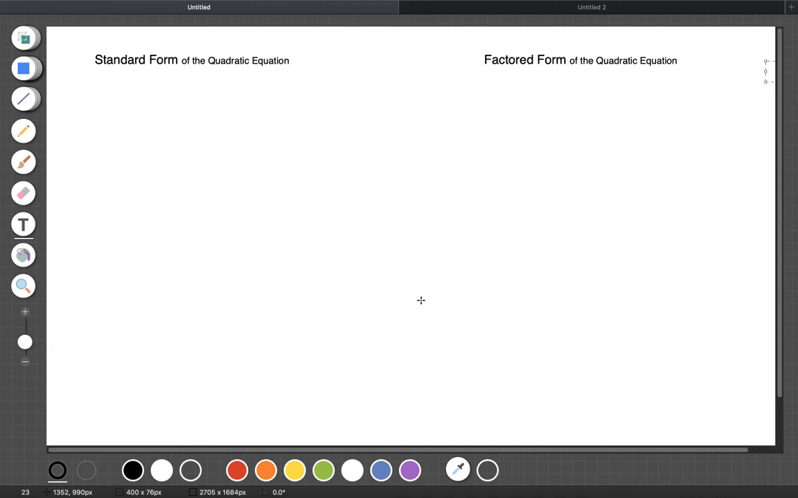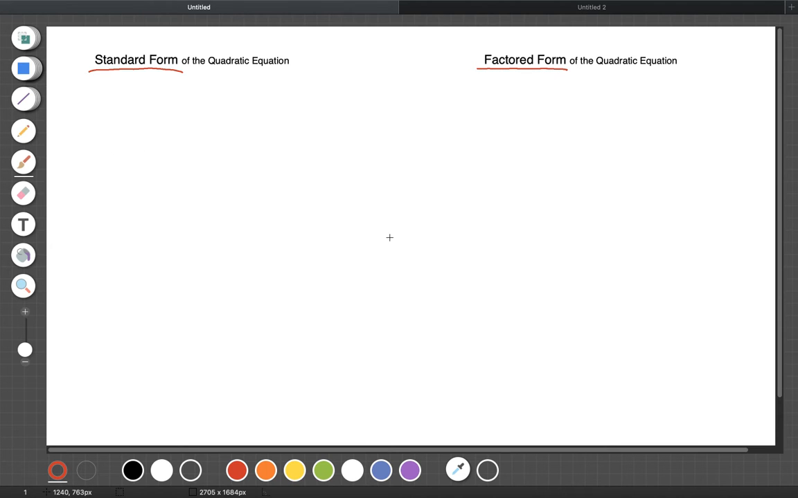All right, so for today's lesson, we're going to be learning about two different forms of the quadratic equation. This is very similar to when we learned about our linear equation, which was y equals mx plus b. And there actually are other forms of the linear equation. We just never learned about them. Well, there are two forms of the quadratic equation that we are going to focus on. The first one is standard form, and the second one is factored form.